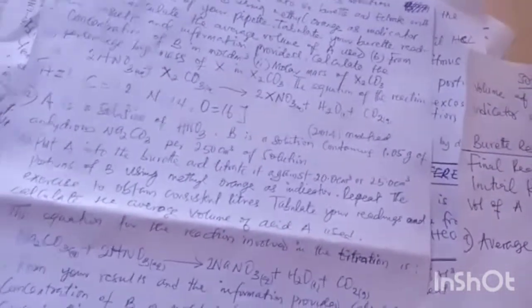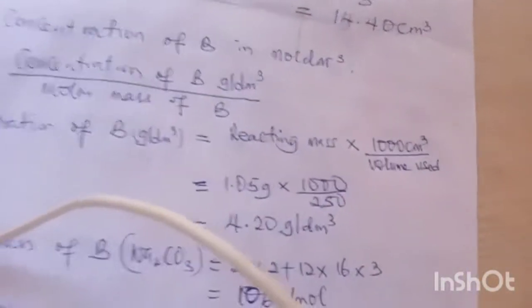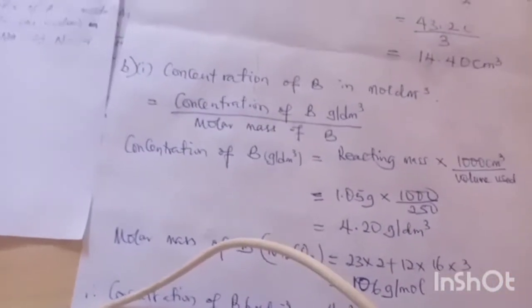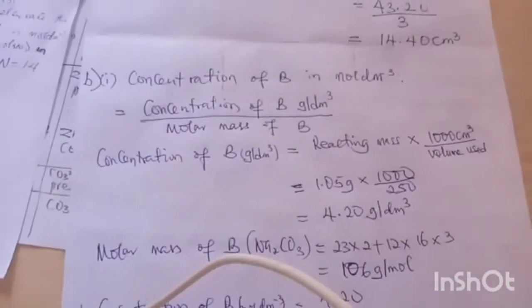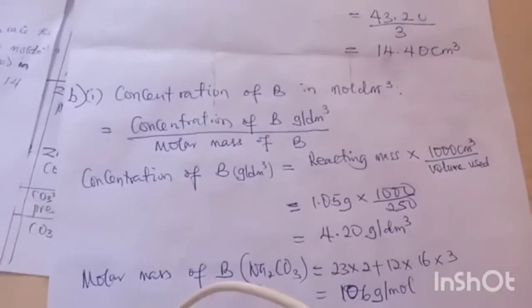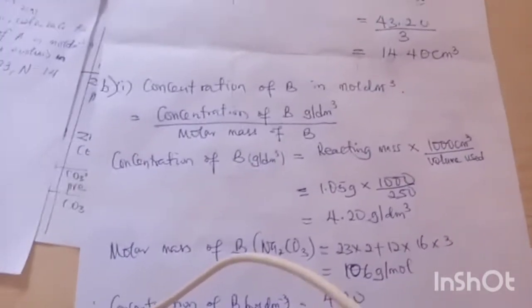So the volume used is 250 cm³, while the reacting mass is 1.05 g. Inputting those values, the concentration of B in g/dm³ will be 1.05 g times 1000 over 250, which gives us 4.20 g/dm³.